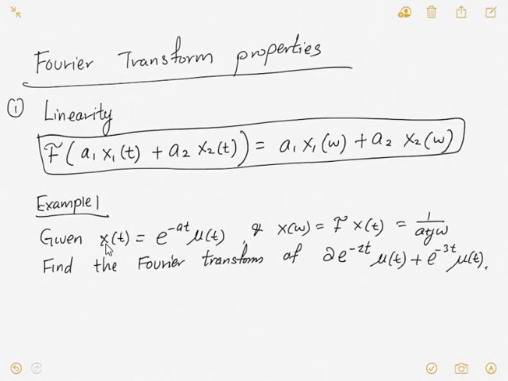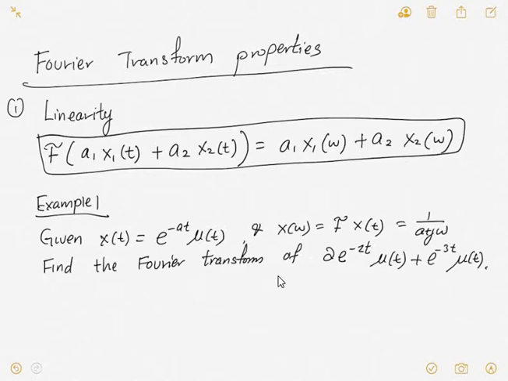Okay, given x(t) equal to exponent negative at u(t) and X(omega) equal to the Fourier transform of x(t), equivalent to 1 over a plus j omega. So find the Fourier transform of 2 exponent negative 2t u(t) plus exponent negative 3t u(t). Okay, so you need to find the Fourier transform.